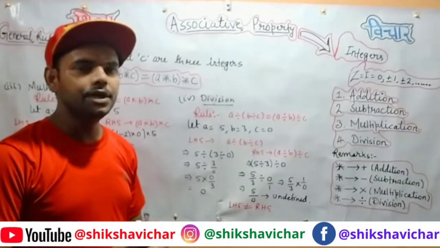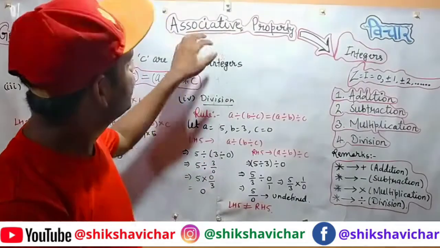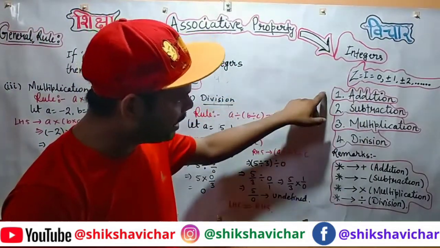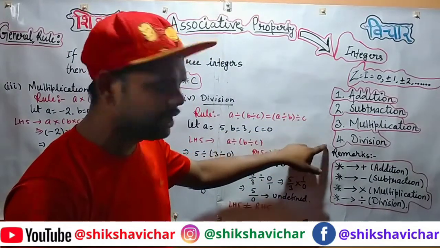So this was the video. In this video we discussed the associative property for integers with respect to addition, subtraction, multiplication and division.